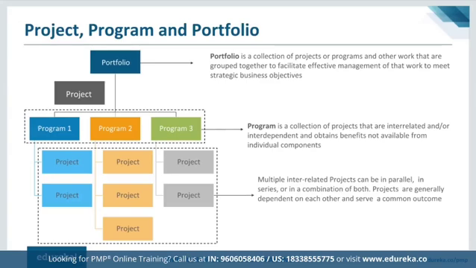Program is where we collect projects together, and they are definitely interrelated, or sometimes they are interdependent as well. But most importantly, they obtain benefits which are not available from individual components. So if you see, only the web application will not give you as much benefit as even when you add the Android app or iOS. So when they are put together, then application development as a program will deliver much more benefits. Multiple interrelated projects need to be run parallelly. So sometimes they are run parallelly, sometimes they are also dependent, right? So they could be run in series or they could also be run in parallel. Now, projects, they are generally dependent on each other and serve a common outcome.